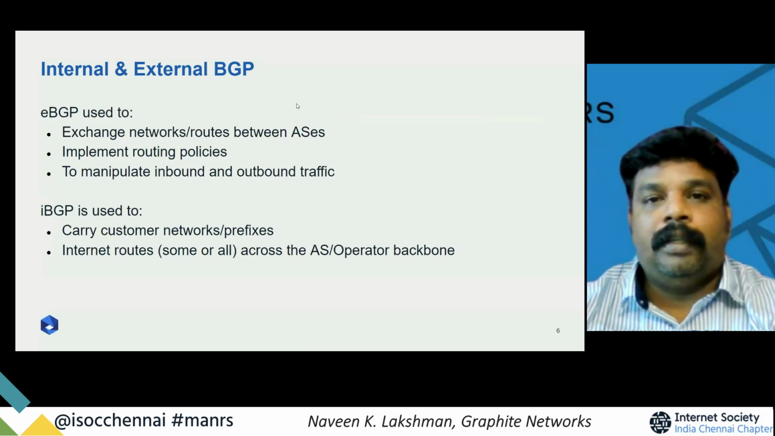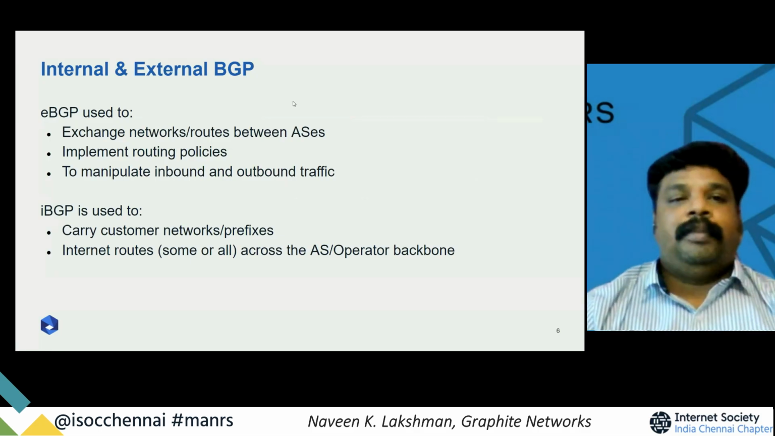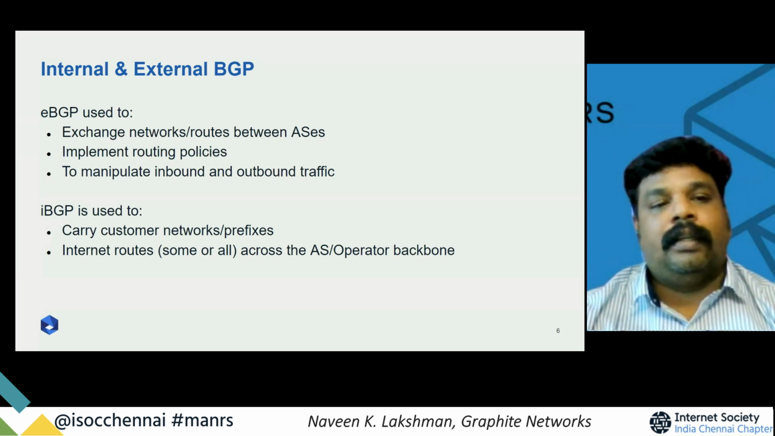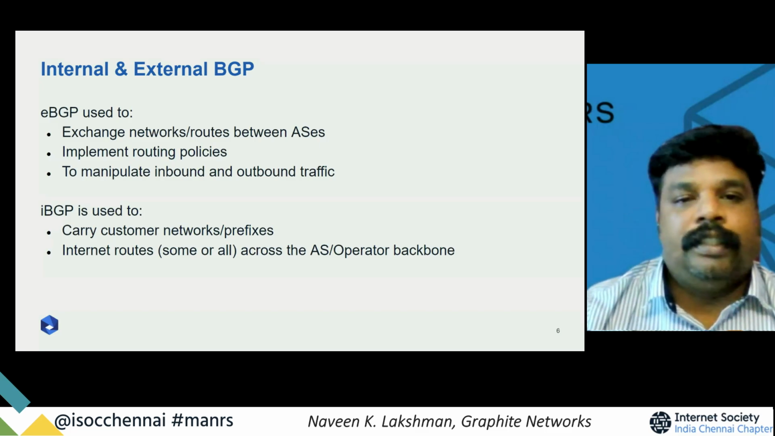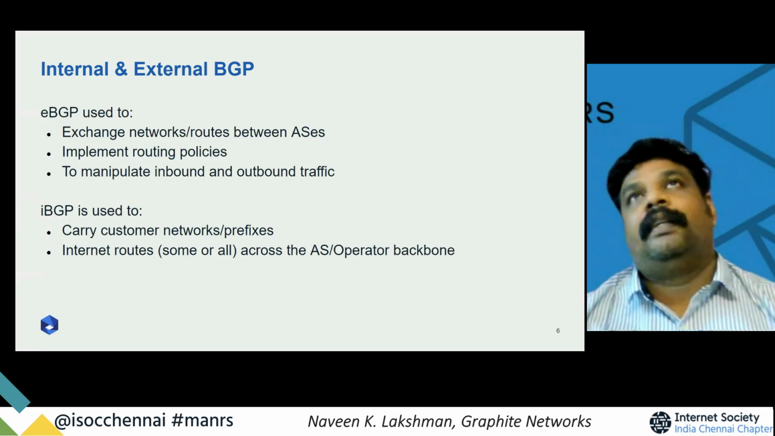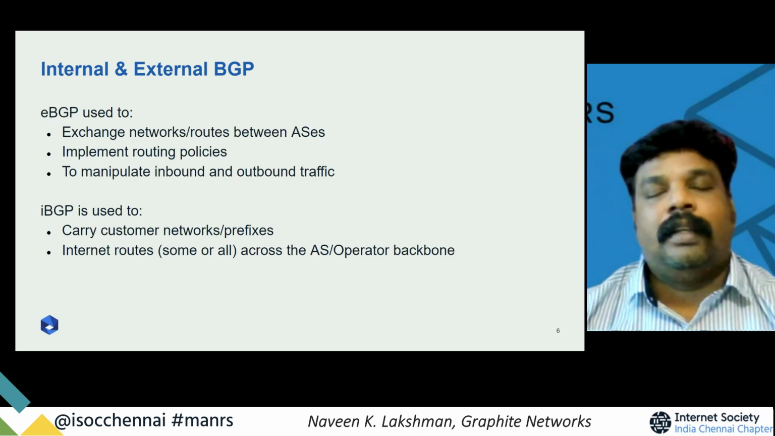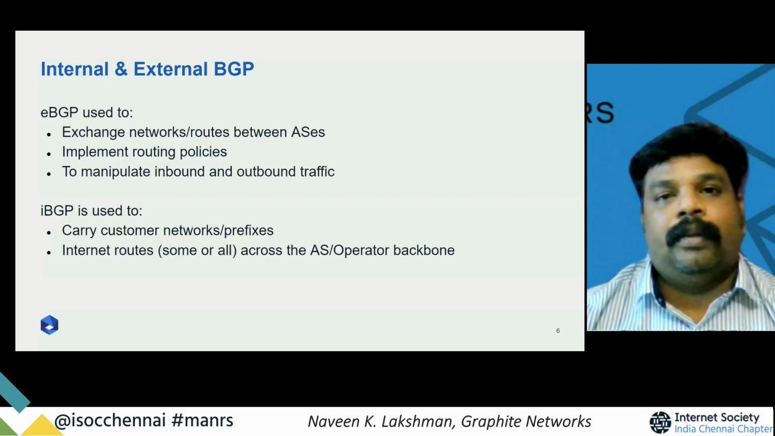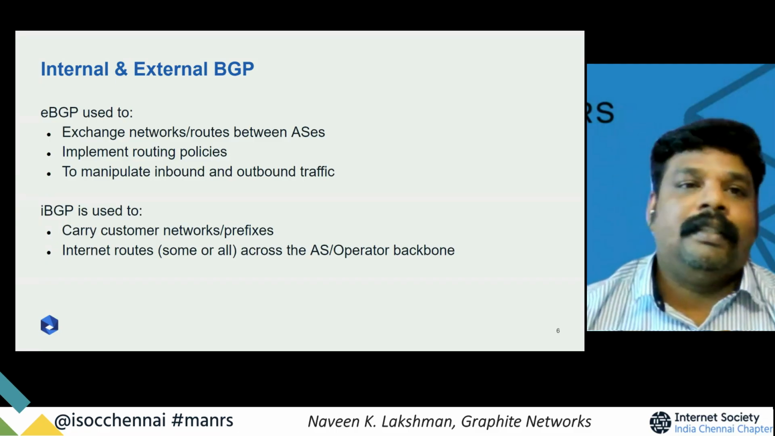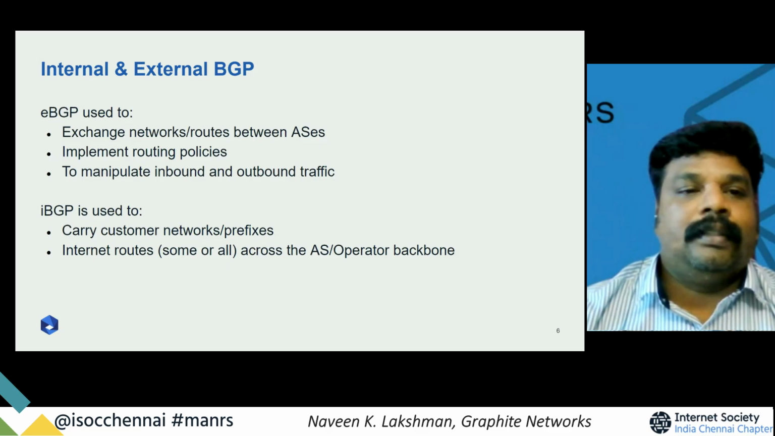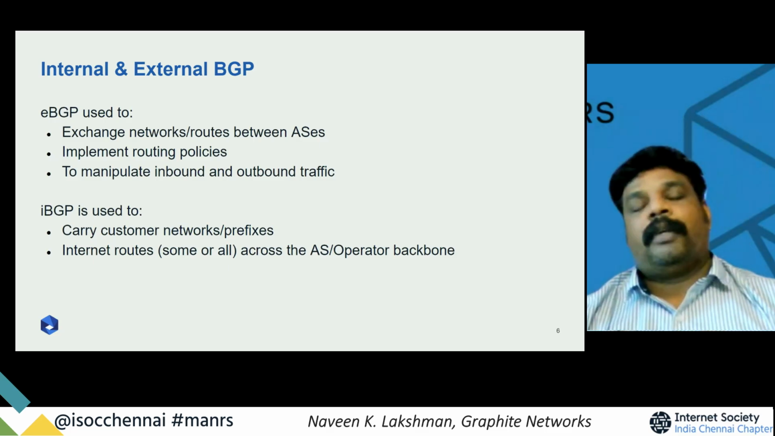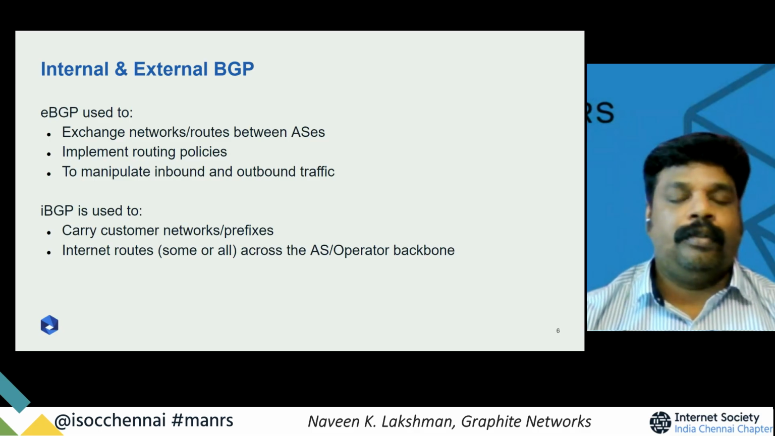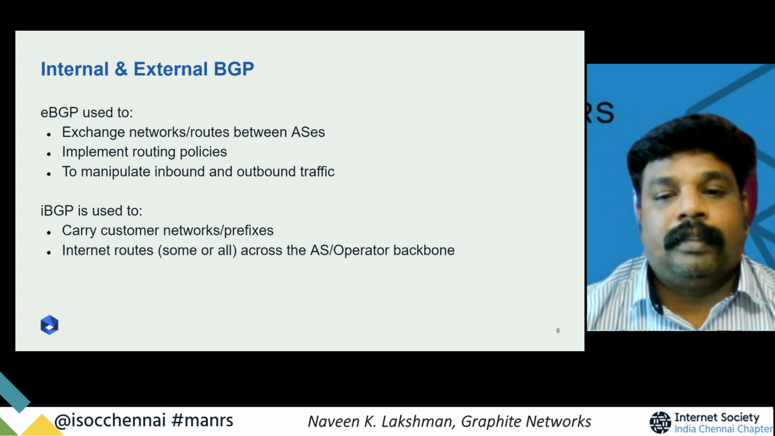There are two types of BGP: internal BGP and external BGP. External BGP is used for exchanging routes between two ASs, meaning that if Airtel wants to exchange prefixes with Reliance Communication or Reliance Jio, it has to use external BGP. Technically, when you say BGP, it is external BGP. Inside your operator's network, a data center or telco network, you would be running iBGP as well. That is used for carrying your customer prefixes or internet prefixes within the backbone.